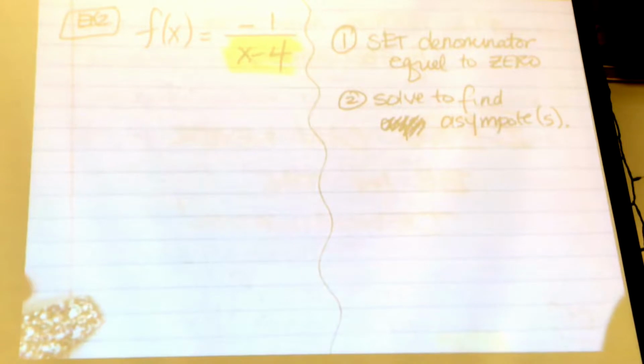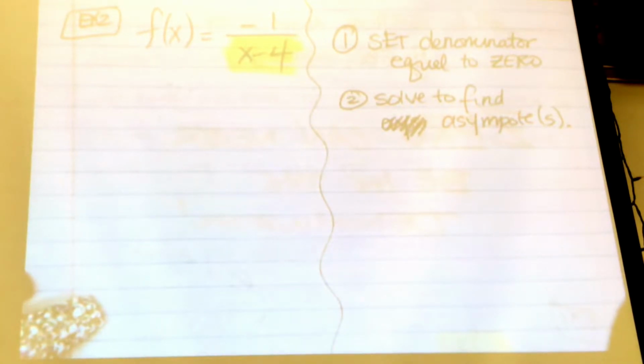Okay, so I'm just going to write my directions on the left. It's behind that can. So I have x minus 4 equals 0. That means x is equal to 4. This is my vertical asymptote.